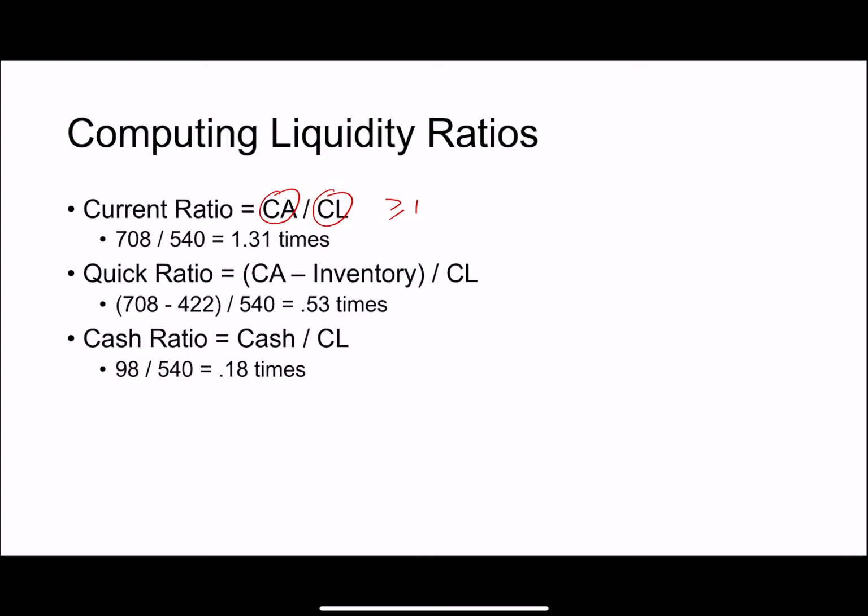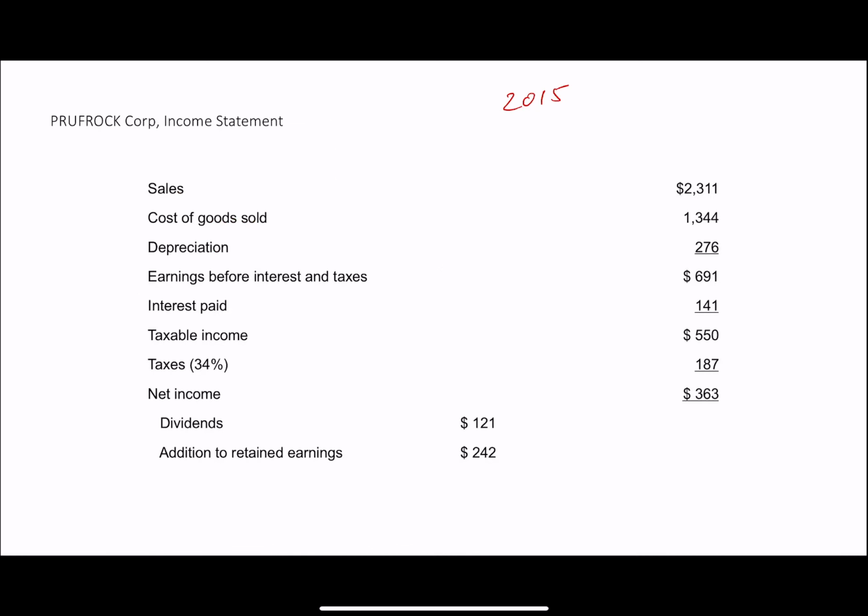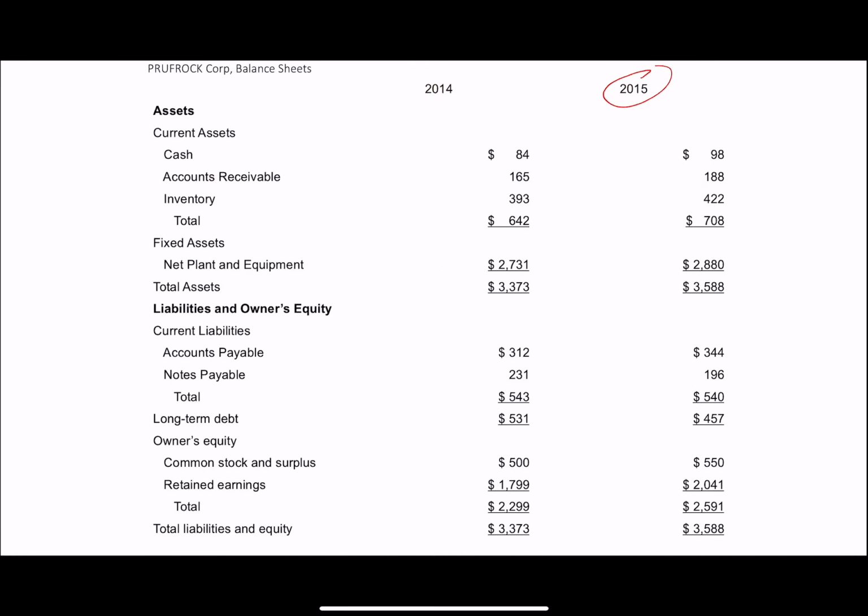So in the case of our company, it happens to be equal to 1.31, so it's greater than 1. So the company is doing all right. Let me go back here. Let me show you how that ratio was calculated.